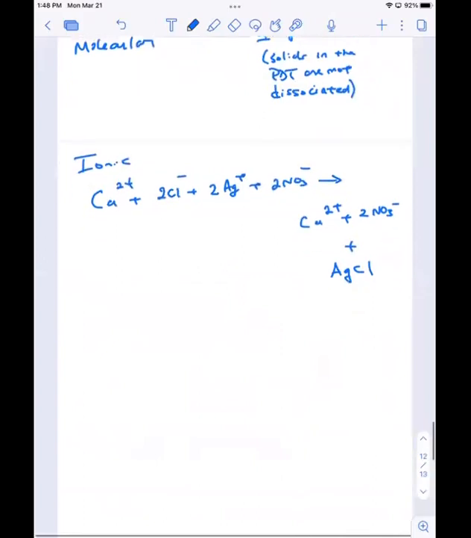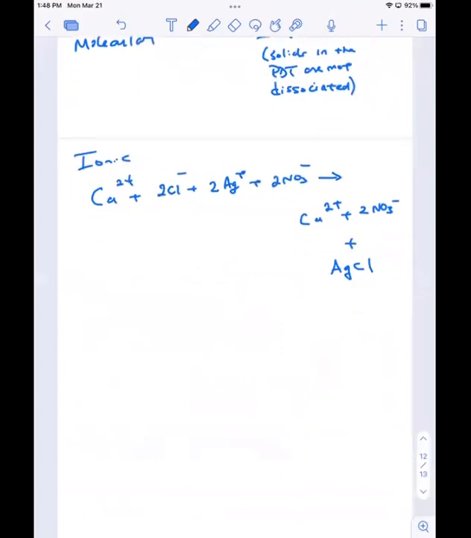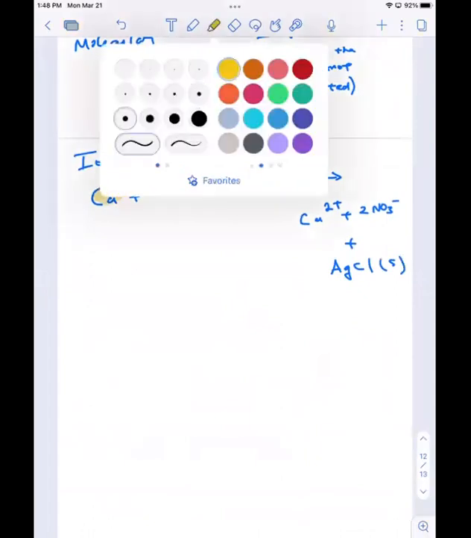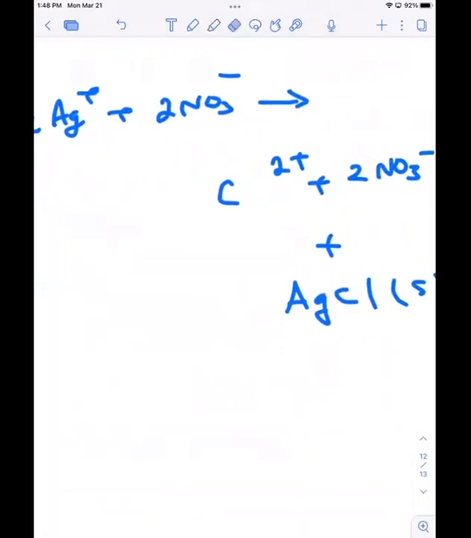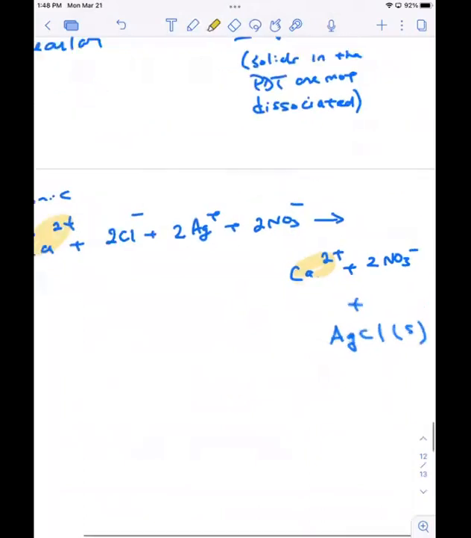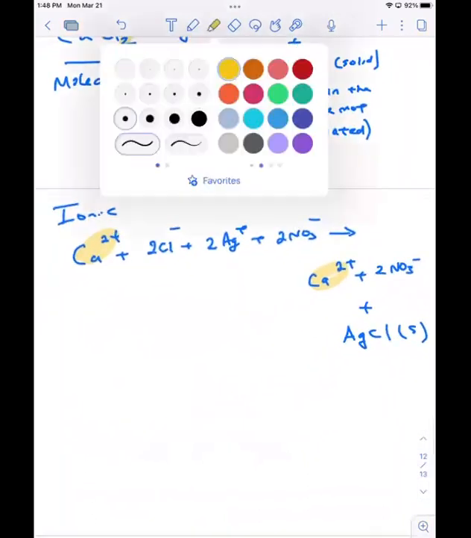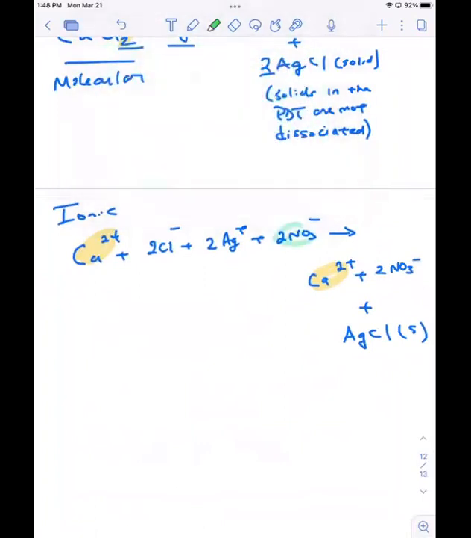All right. So here, let's go back to here. This is the ionic equation. What you'll notice, and let me put the state here, this is a solid. What you'll notice is that the calcium here, and let me fix that so you don't think it's copper, the calcium here is the same on both sides. And then here, the nitrate and the nitrate is the same. So those are what you call spectator ions.